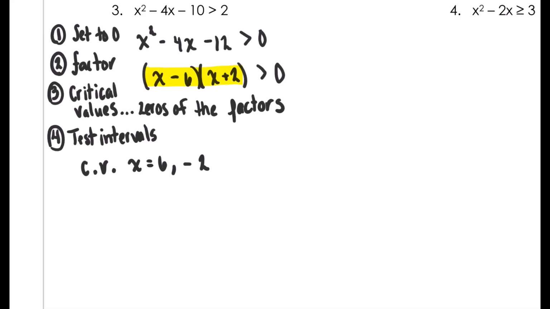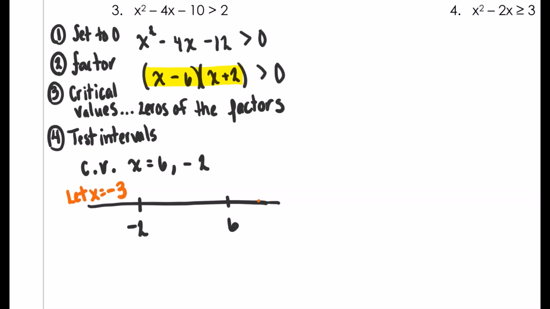Now to test them, what I do is I make a number line, and I break up the number line at the critical values, in this case, negative 2 and 6. And so what this does then is this gives me 3 intervals. I have all of the numbers that are less than negative 2. I have all the numbers in between negative 2 and 6, and then I have all of the numbers bigger than 6. All right, now, in your mind, you just choose some arbitrary x value in each. So, for instance, I would choose maybe let x equal negative 3.